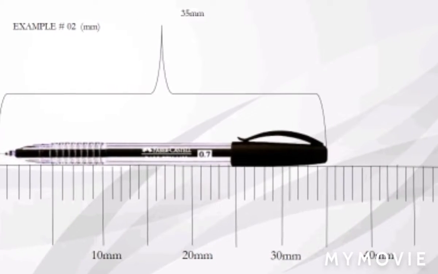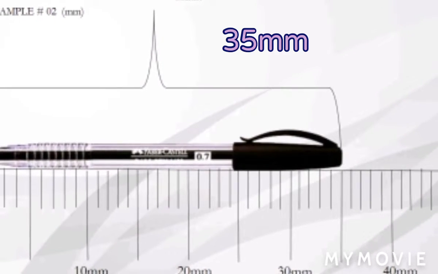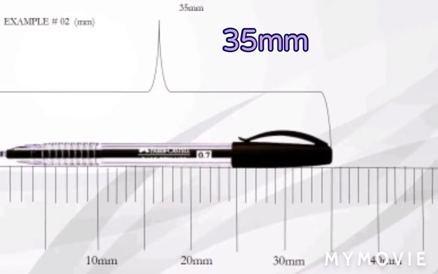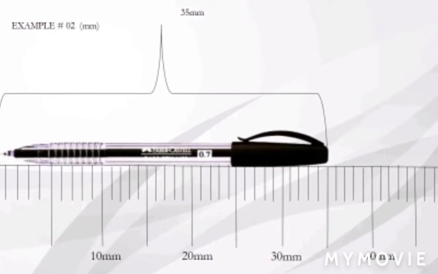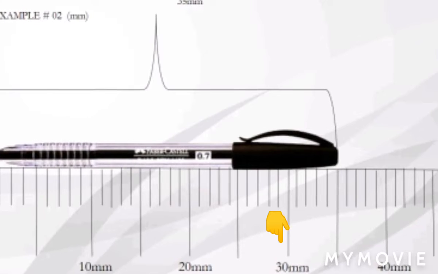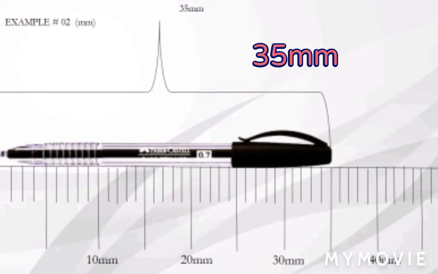Let's have another example of mm. So the length of the ball pen is 35 millimeters because if we add again all the 10 until 30 plus 5, it is 35 millimeters.